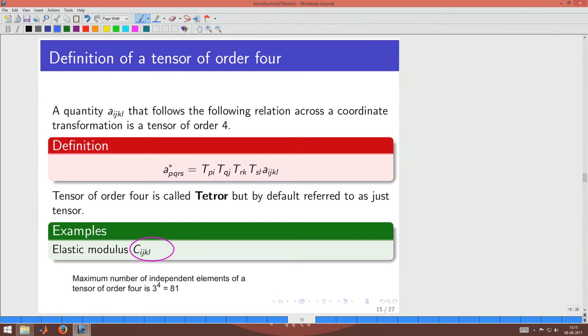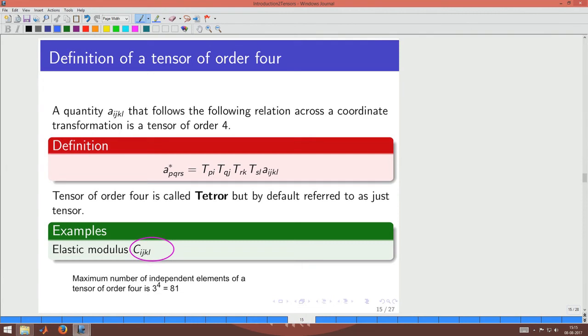So, just to practice, on the right hand side, what are all the dummy indices? You can see that ijkl are repeated. So, they are dummy indices on the right hand side. The free indices are pqrs, which means there are 4 free indices, because the tensor is of order 4. The technical name of a tensor of order 4 is tetror, but very often people do not use that. People say tensor of order 4.